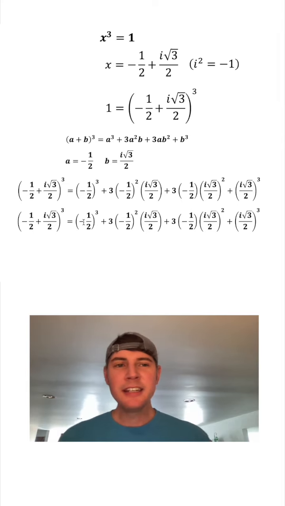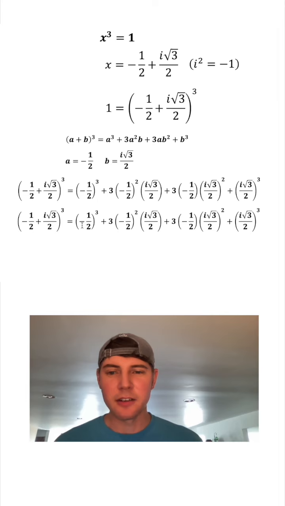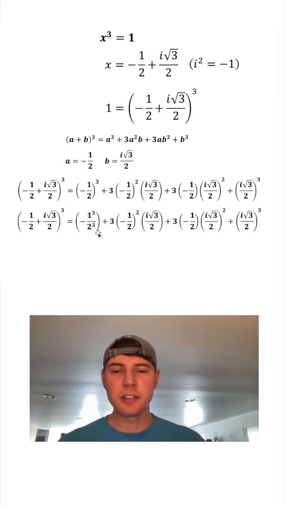Any negative cubed is still going to be negative, because a negative times a negative times a negative is still negative. And then this 1 gets cubed and the 2 gets cubed. 1 cubed is just 1, and then 2 cubed is equal to 8. So this whole thing is negative 1/8.